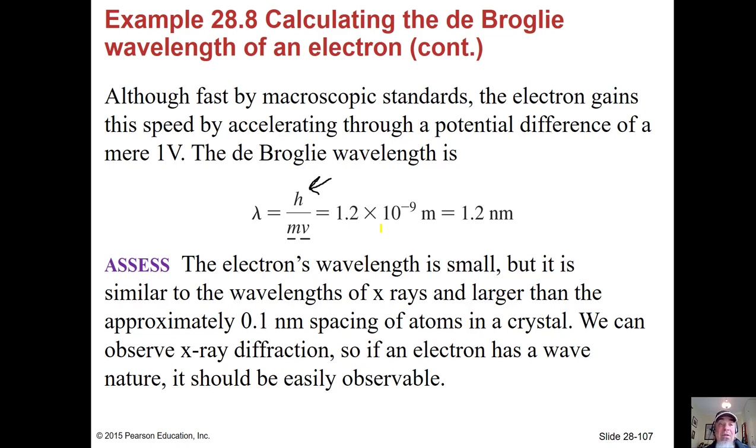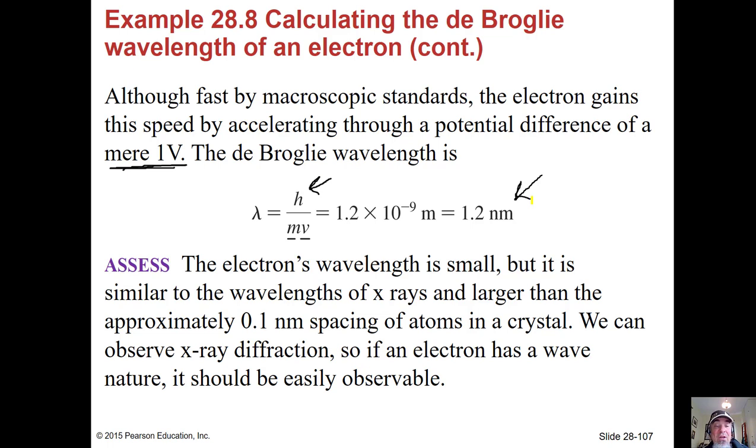9th, or 1.2 nanometers. Although fast by macroscopic standards, the electron gains the speed by accelerating through a potential difference of just 1 volt. So take an electron, go through 1 volt, it'll get 1 eV of energy. We just saw how fast it's going to be moving. Here's its associated wavelength. So the electron's wavelength is small, but it's similar to the wavelength of X-rays and larger than the 1.1 nanometer spacing in a crystal. We can observe X-ray diffraction.